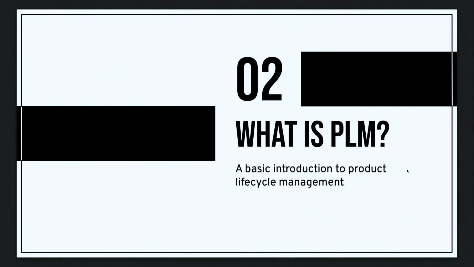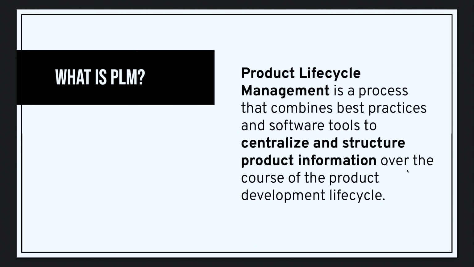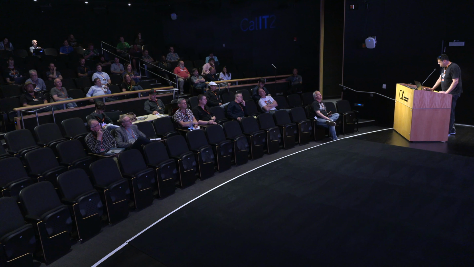Okay, so what is a PLM? PLM, Product Lifecycle Management, is a process that combines best practices and software tools to centralize and structure product information over the course of the product development lifecycle. That sounds like a mouthful, but we'll get into what that means.